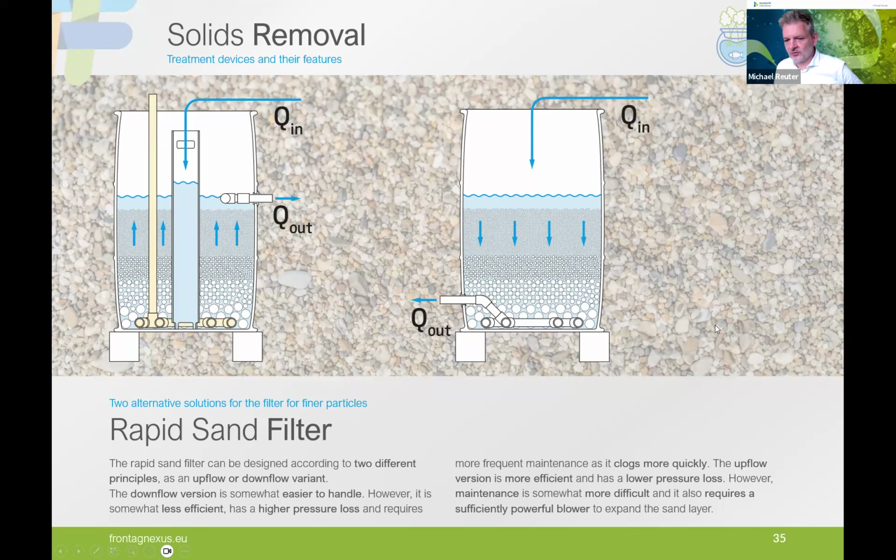And the downflow filter basically, as I already said, does the same. It's a little bit easier to clean because we just have to suck out the sludge that will build up at the top of the filter from time to time to prevent the filter from clogging.